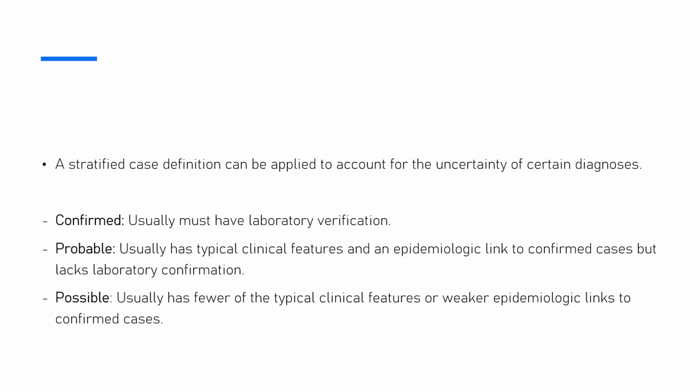So, as I say, to make it simple: confirmed, it will be confirmed by the lab. Probable, the patient has the signs and symptoms, and he has the epidemiological link, like the same location where the outbreak happened, where the exposure began. This is the probable. The possible, the patient may have some signs and symptoms, but there is no epidemiological link or any laboratory confirmation.